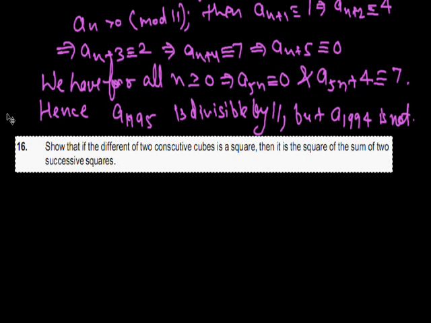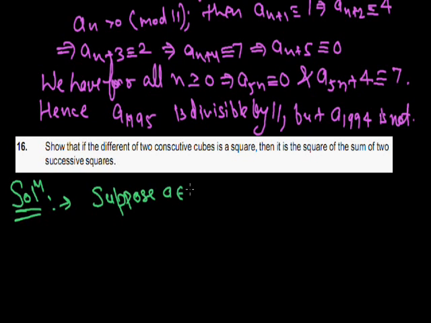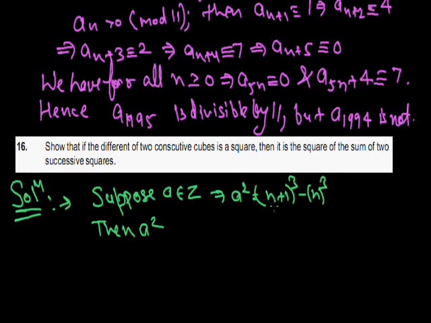Okay, for a number n, let the difference of two successive cubes be a squared, where a belongs to the integers. So a squared is equal to (n plus 1) whole cube minus n cube. From here, using the identity a cube minus b cube is equal to (a minus b) into (a squared plus ab plus b squared), we have a squared is equal to 3n into (n plus 1) plus 1. Let it be equation 1.